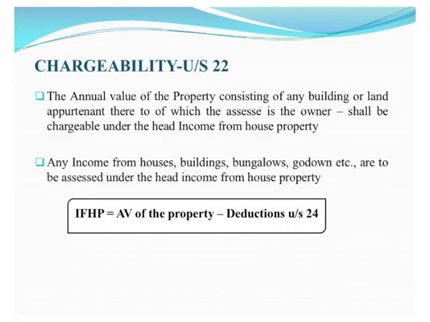At this point, students, let me tell you the formula to compute income from house property. Since we learnt that the basis on which incomes from house property are put to tax is the annual value of the property, your income from house property is equal to annual value of the property minus deductions under section 24.